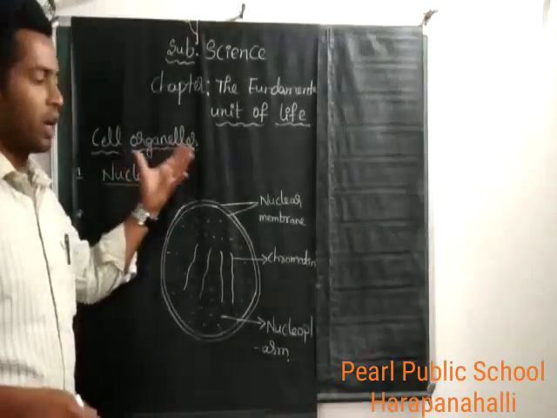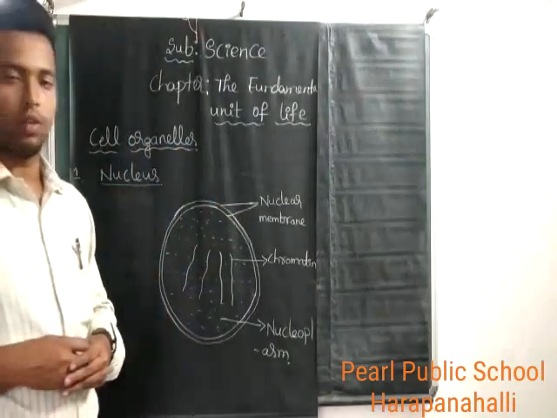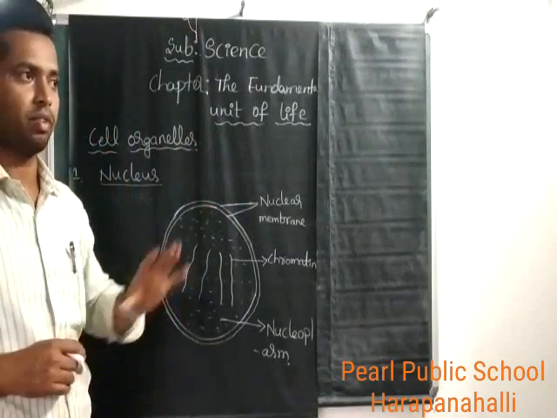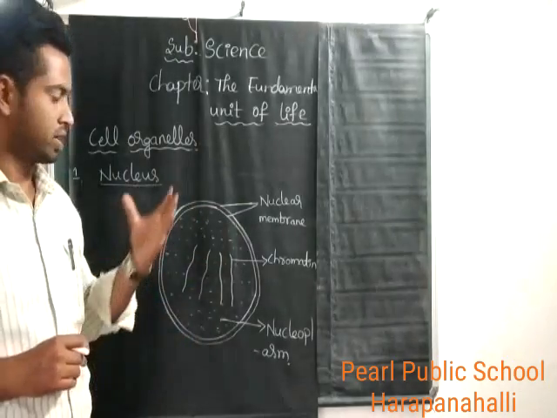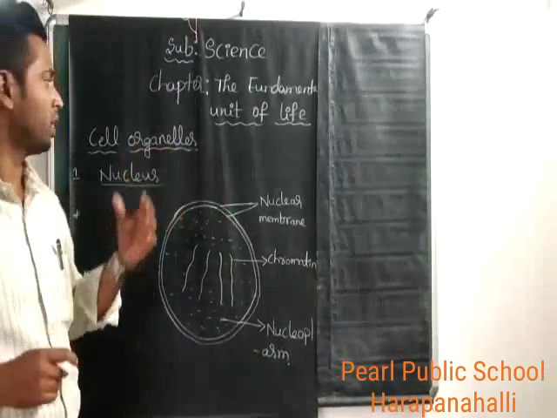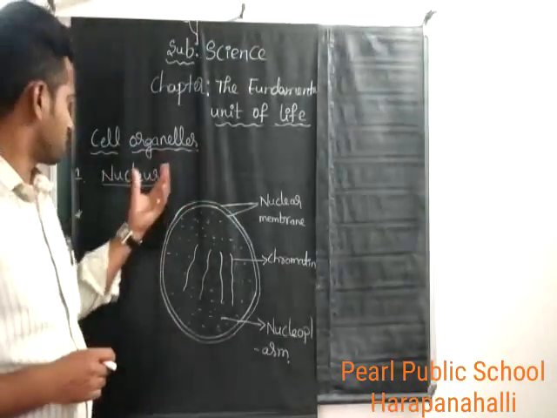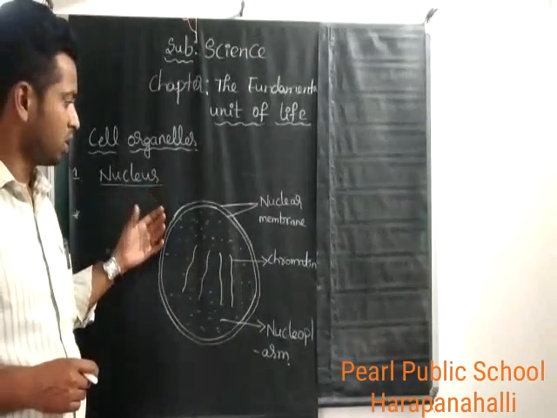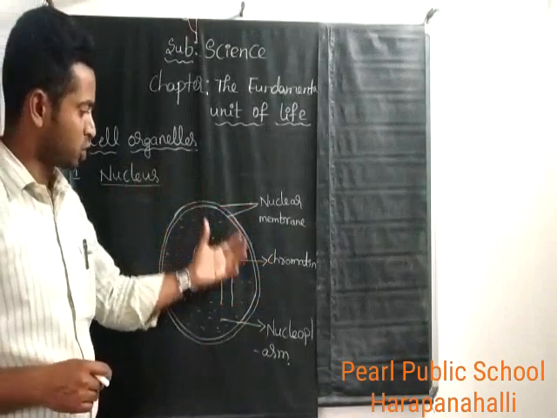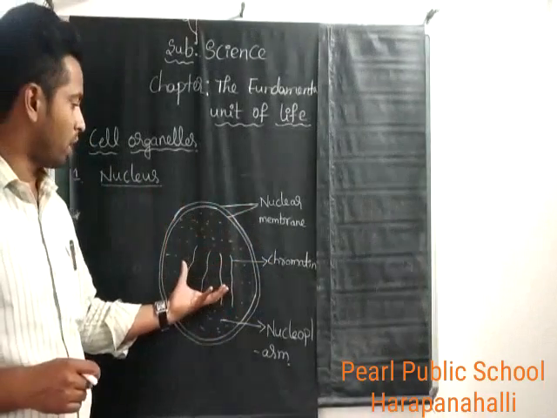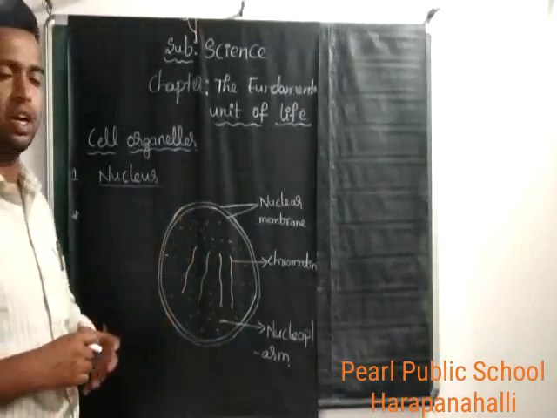Now the cell organelles. I told you in the previous class, the cell organelle means the cytoplasm consisting of living structures and non-living substances together called the cell organelles. Now we first take the first cell organelle, that is the nucleus. A nucleus is spherical in shape. Its structure is spherical, oval, or round.